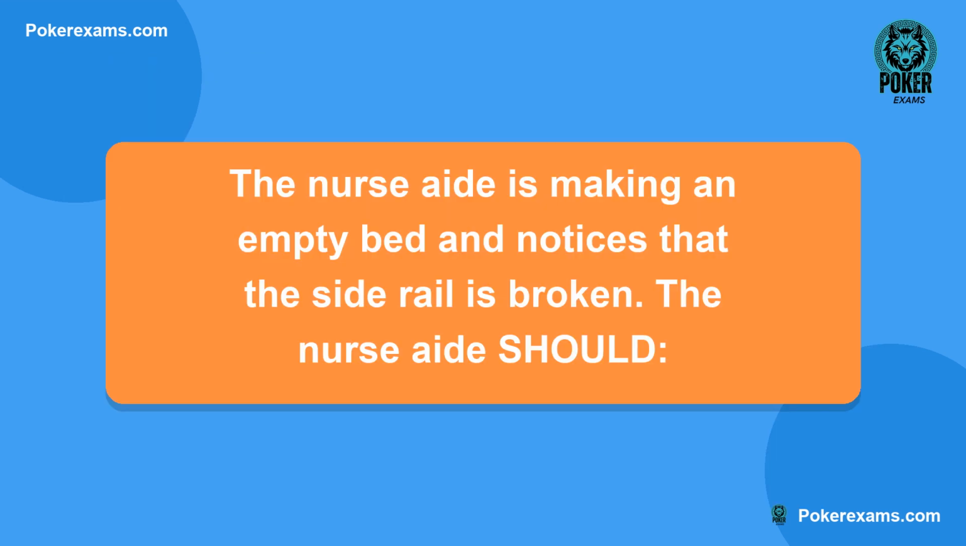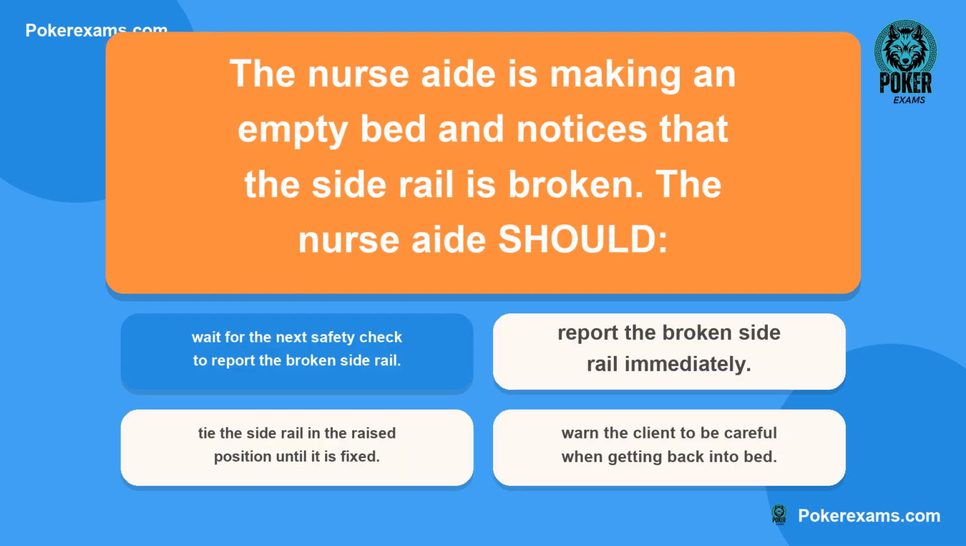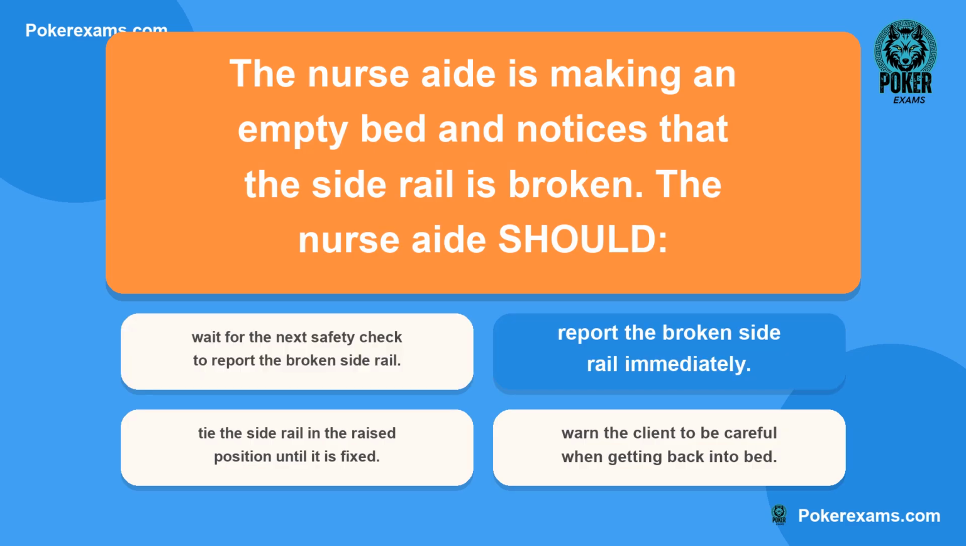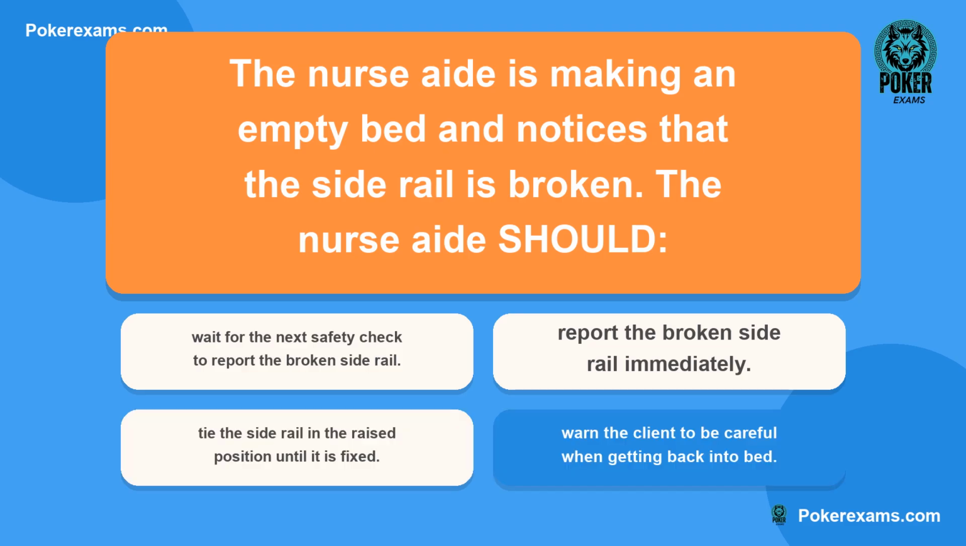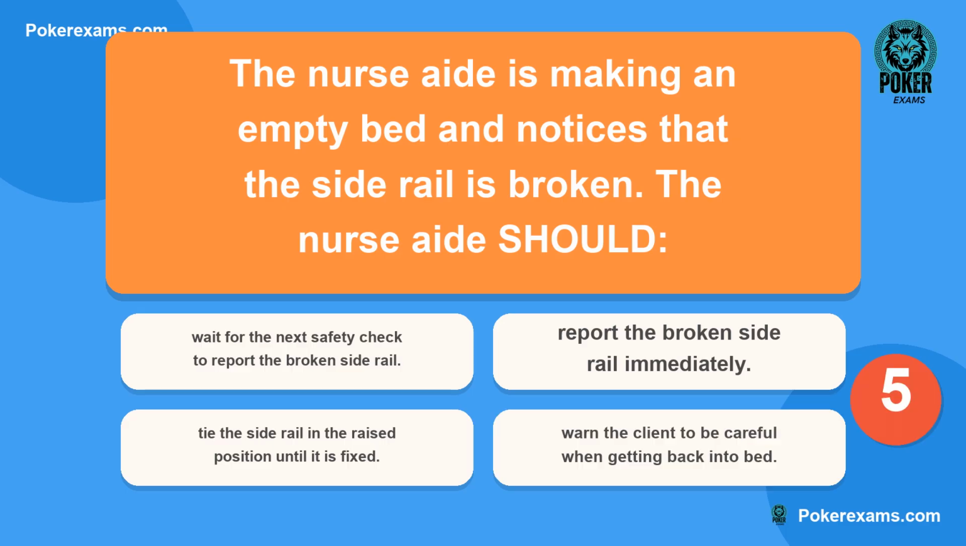Next question. The nurse aide is making an empty bed and notices that the side rail is broken. The nurse aide should. Is it A, wait for the next safety check to report the broken side rail? Or B, report the broken side rail immediately? Could it be C, tie the side rail in the raised position until it is fixed? Or lastly, D, warn the client to be careful when getting back into bed?